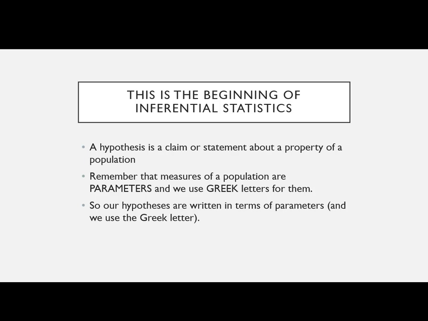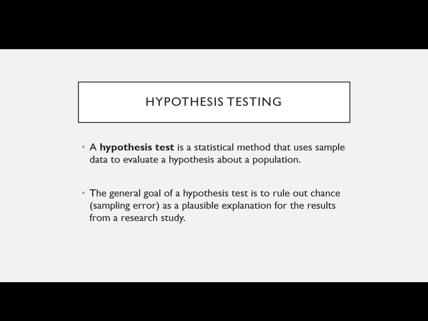So, this is the beginnings of inferential statistics. And what I mean by inferential statistics is using your sample data to infer back to the population. So a hypothesis is a claim or statement about a property of a population. And remember that measures of populations are parameters, and we use Greek letters for them. So our hypotheses are written in terms of parameters, and we use the Greek letters. A hypothesis test is a statistical method that uses sample data to evaluate a hypothesis about a population. The general goal of a hypothesis test is to rule out chance, sampling error, as a plausible explanation for the results from a research study.